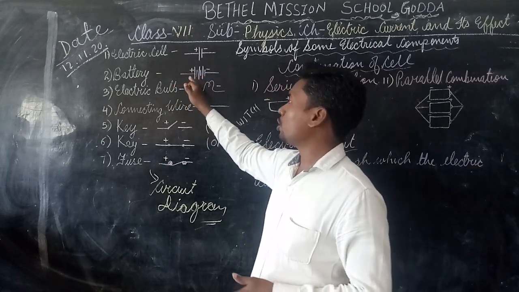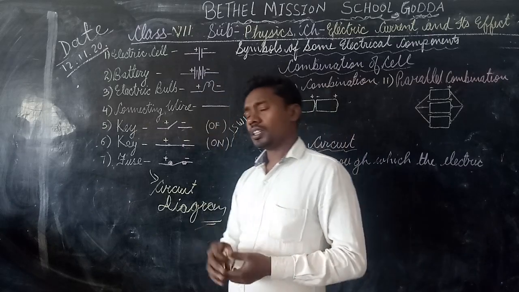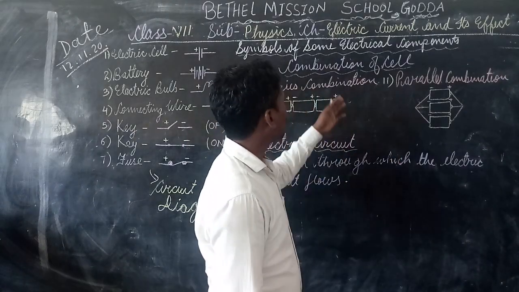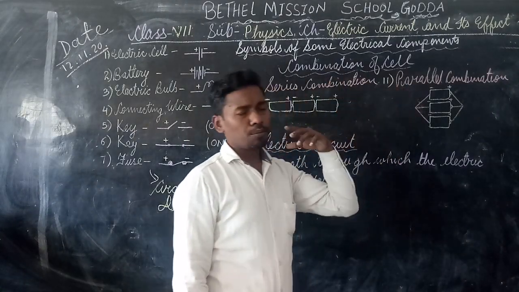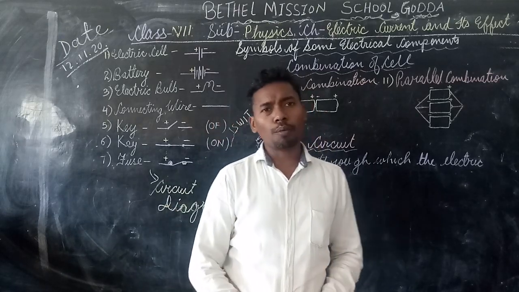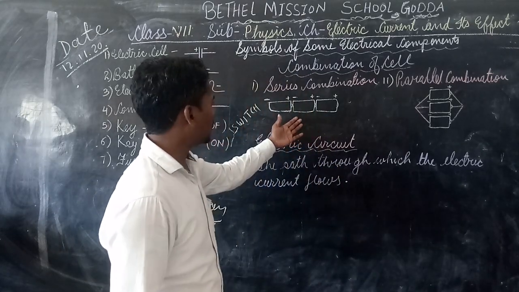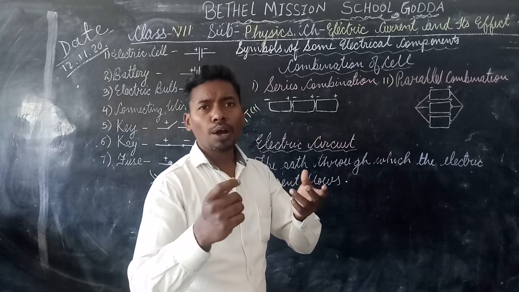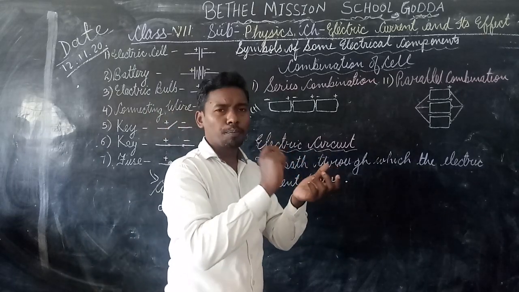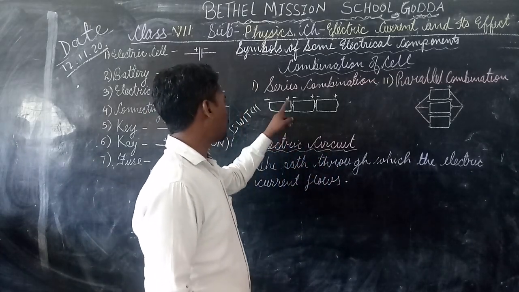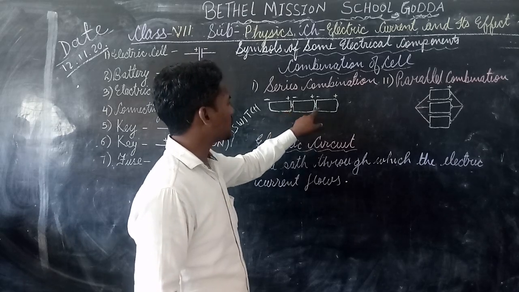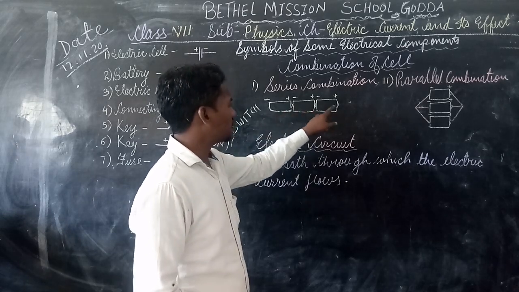But is this the only way to represent it? So here we have combination of cells. How can cells be combined? You can see this condition. When you use a torch, you put the batteries in it. So you see that the heads are all facing the same side.